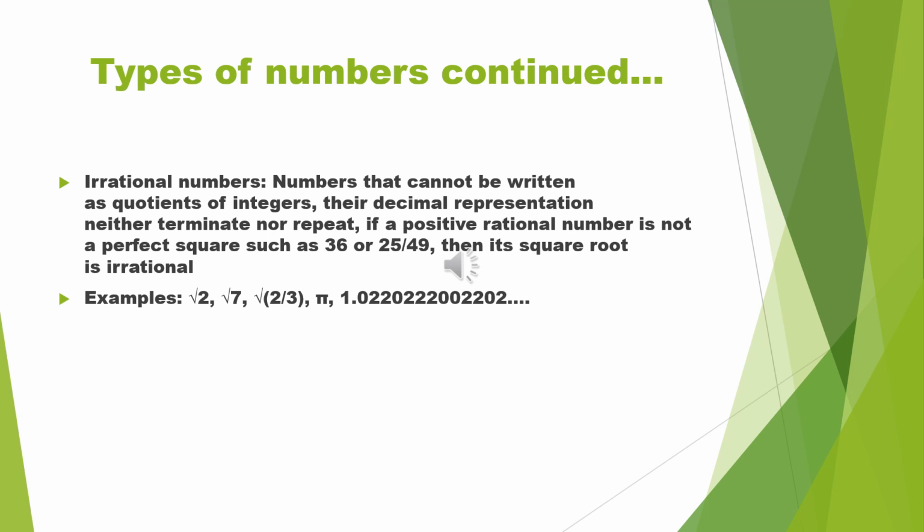See, the number is actually 1.022022200, like that. There is no pattern in here. So these numbers are considered irrational numbers. So irrational numbers means numbers that cannot be written as quotients of integers. Their decimal representation neither terminates nor repeats. If a positive rational number is not a perfect square, such as 36 or 25 over 49, then its square root is irrational.